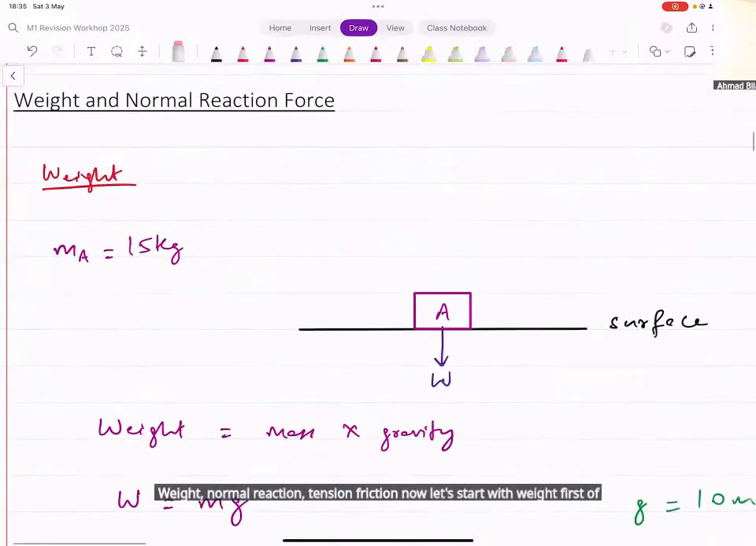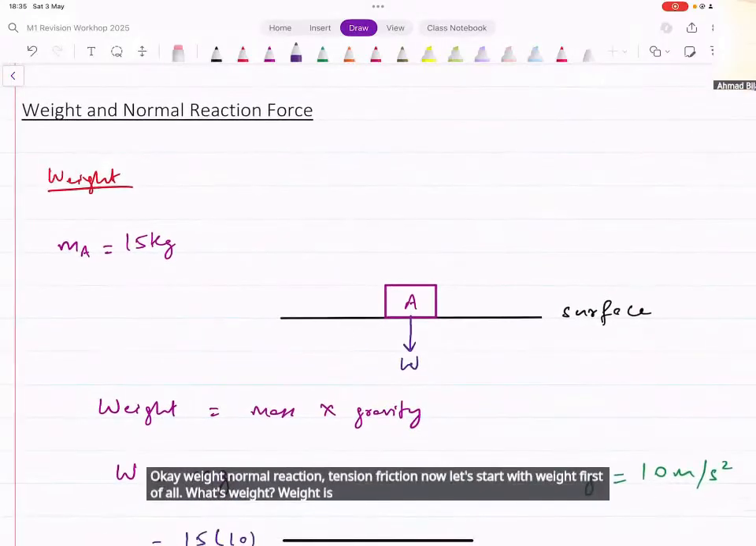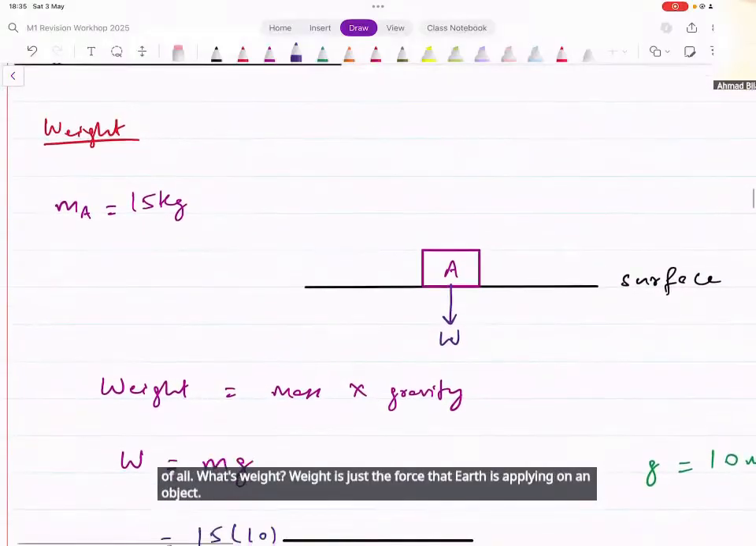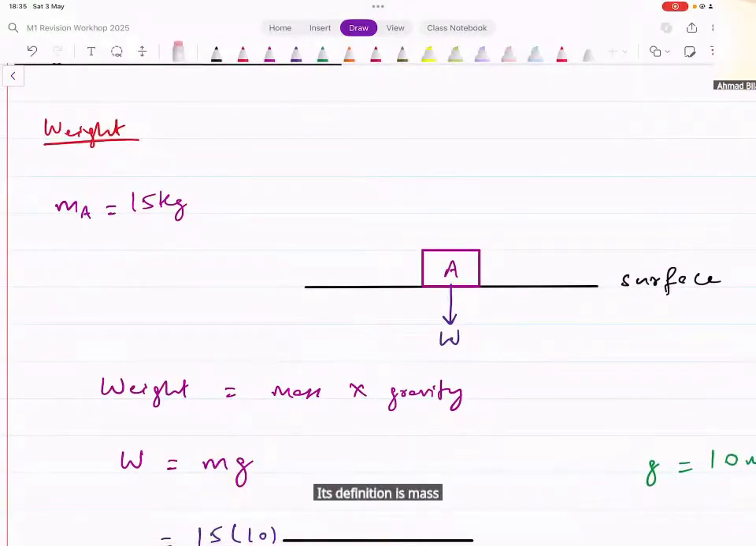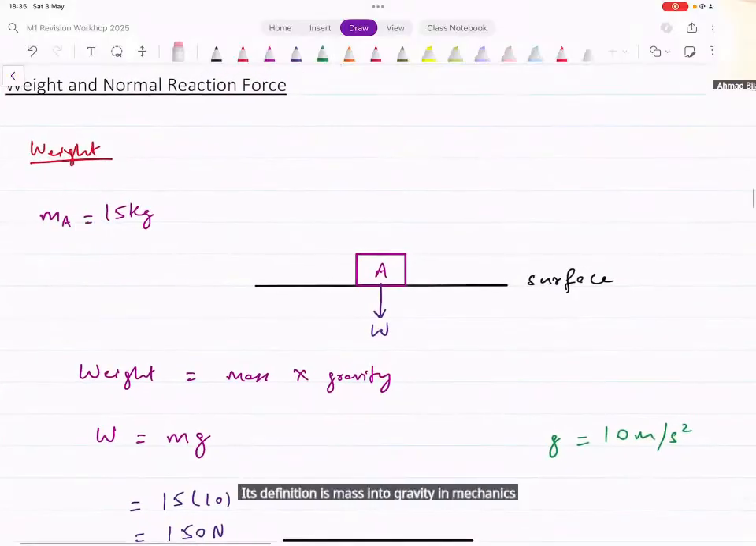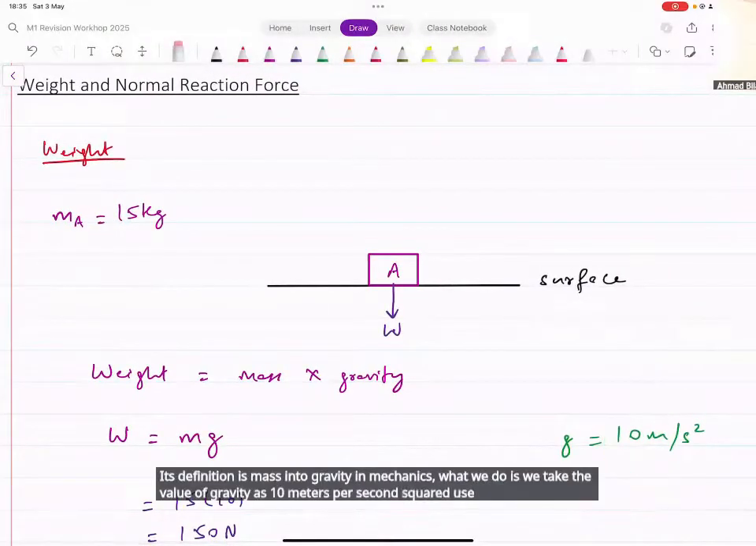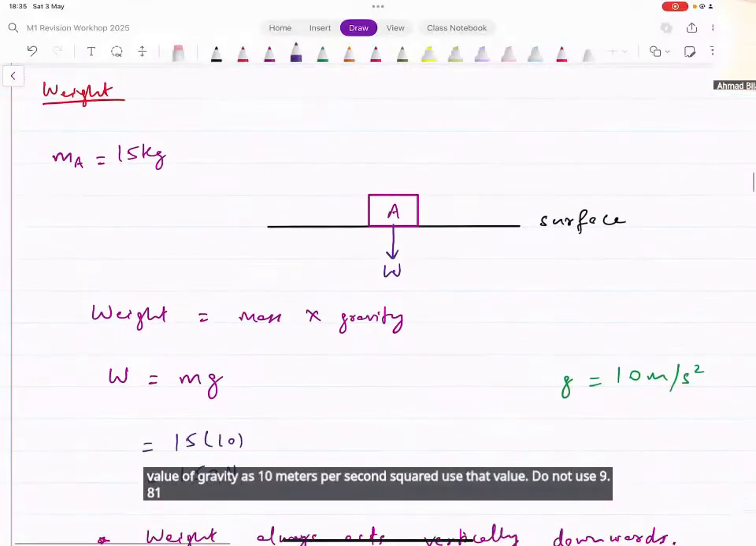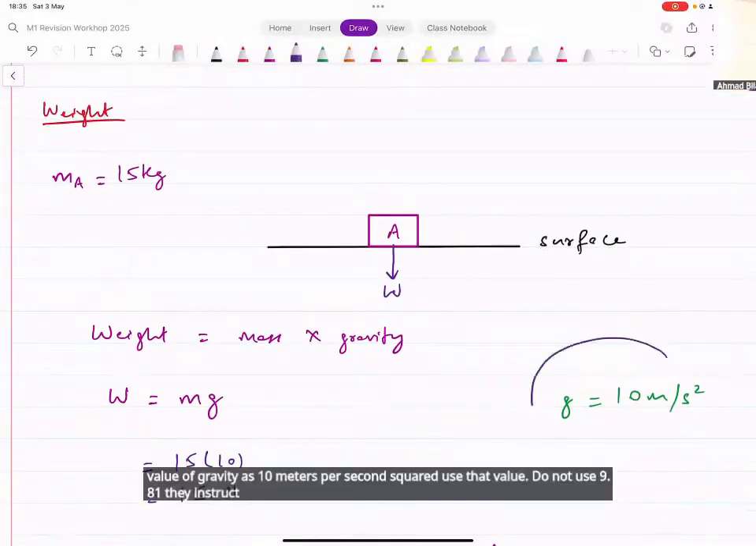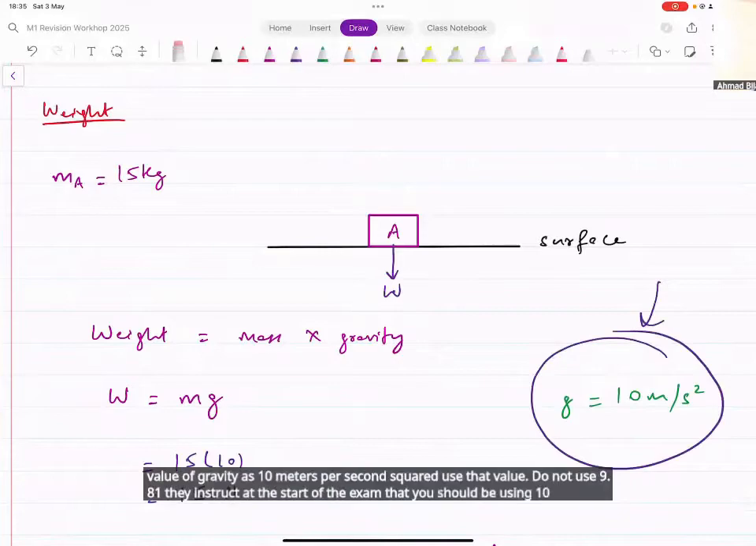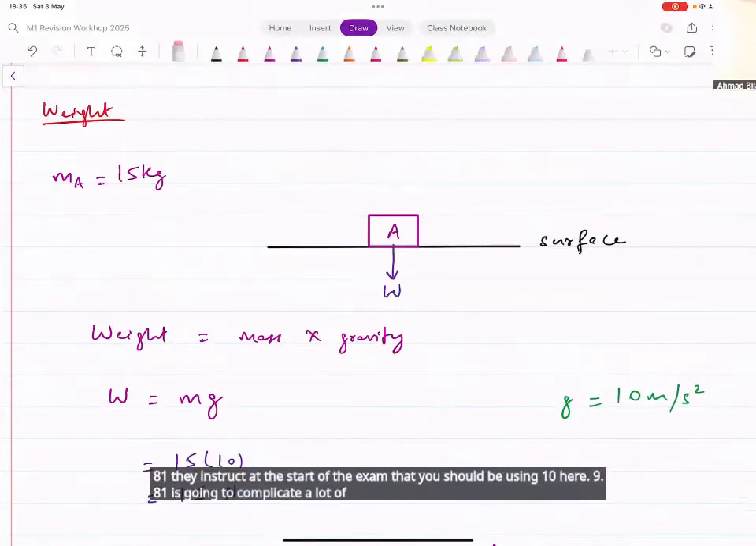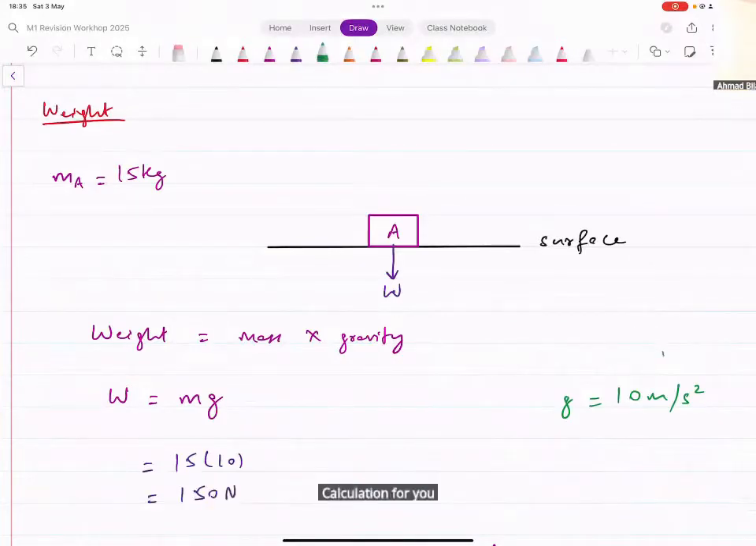What's weight? Weight is just the force that Earth is applying on an object. Its definition is mass into gravity. In mechanics, what we do is we take the value of gravity as 10 meters per second square. You should use that value. Do not use 9.81. They instruct at the start of the exam that you should be using 10 here. 9.81 is going to complicate a lot of calculations for you as well. So make sure that you use 10 here.